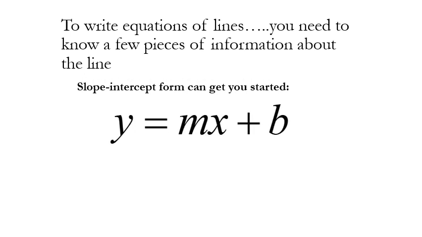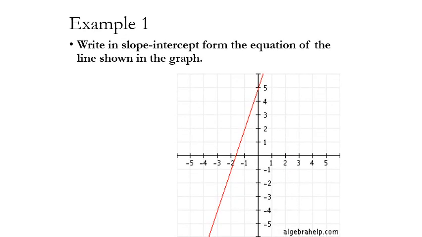Slope-intercept form will always get us started, and it'll help us find the rest of the information needed to write our equation. In order to write our equation, we need a slope and we need a y-intercept. Oftentimes we'll be given a slope and some points, or just some points, that will help us find the slope and y-intercept.